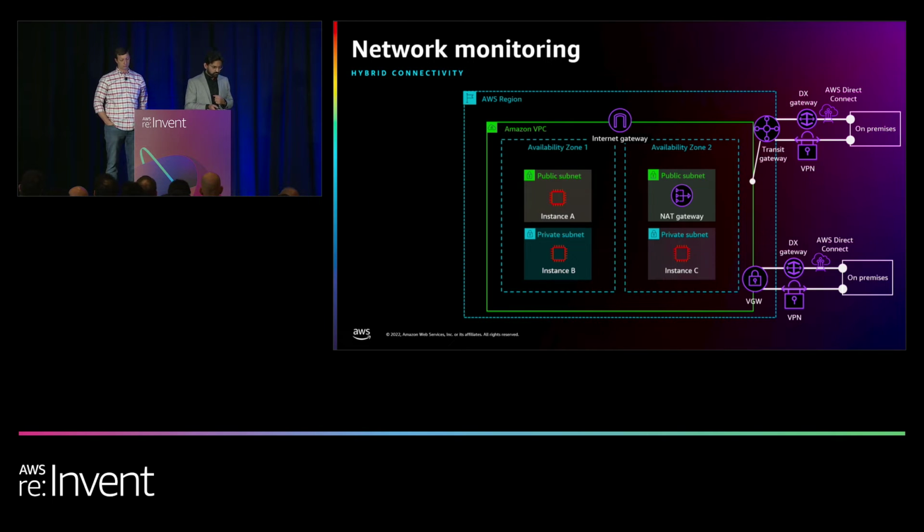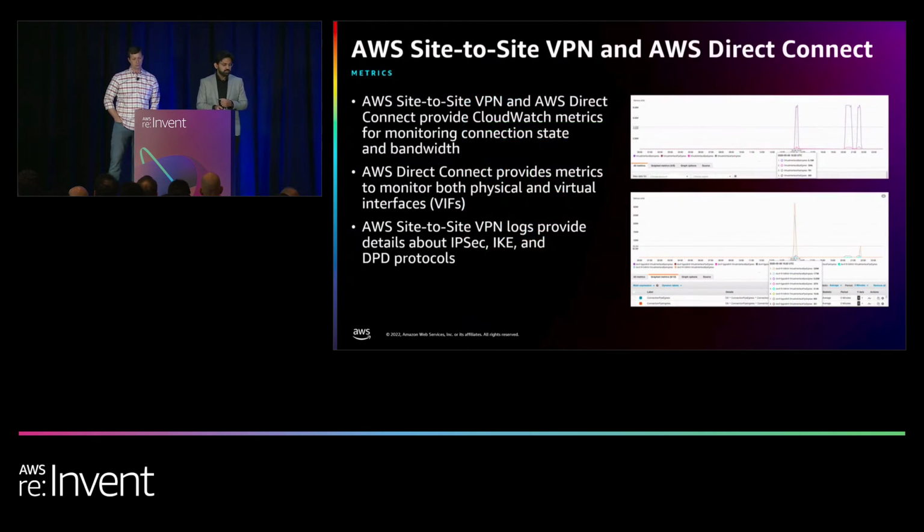So the way you can do that, if you're using site-to-site VPN or Direct Connect, both provide you CloudWatch metrics about the connection state and the bytes in and out, so that you can monitor those connections. For VPN, we also provide the connection state, so if the VPN connection is going down, you can create an alarm and get notified.